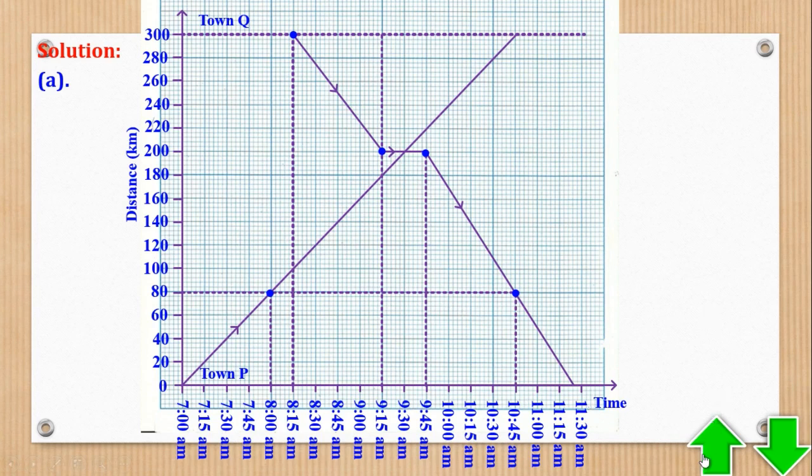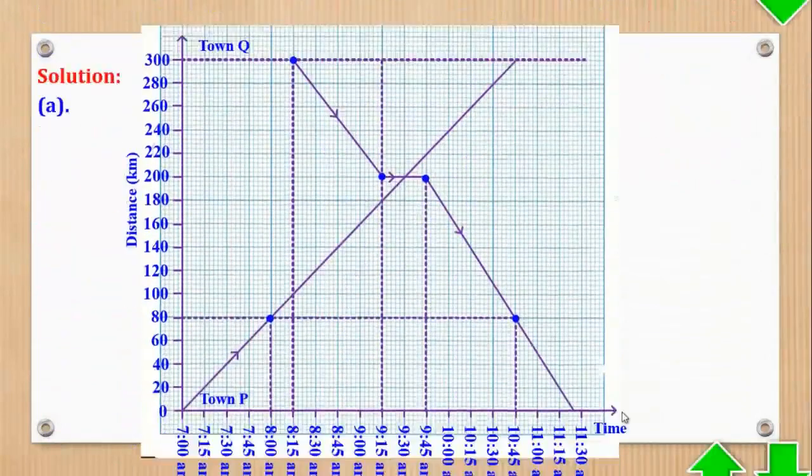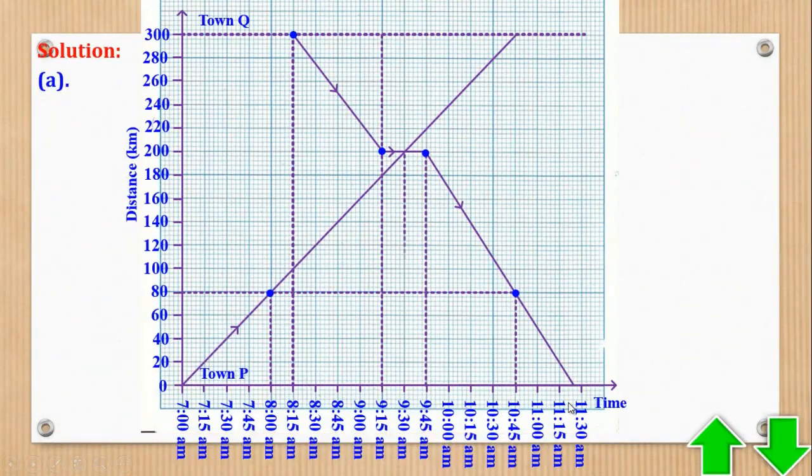Now we can see the questions they asked. For part B, use your graph to determine the time when the two vehicles met. And Roman 2, the distance from Chu. Know this word, from Chu, when the two vehicles met. Okay. So they met at this point. So the time will be 9:30.